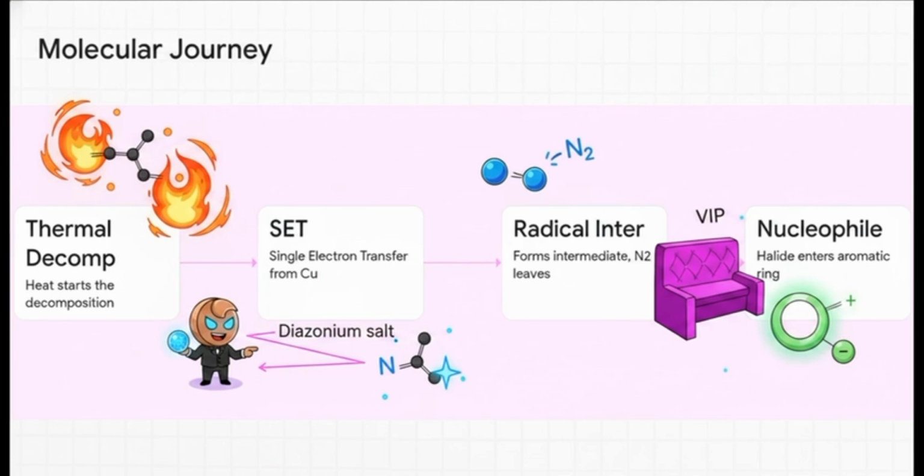I want you to think of the copper powder like a very exclusive bouncer at a club. The copper hands out a single VIP ticket, which is one electron, to the diazonium salt. This creates a radical intermediate. That single electron entirely destabilizes the nitrogen, kicking it right out the door as N2 gas, and leaving an empty VIP booth for the halide nucleophile, so your chlorine or your bromine, to just slide right into the aromatic ring.